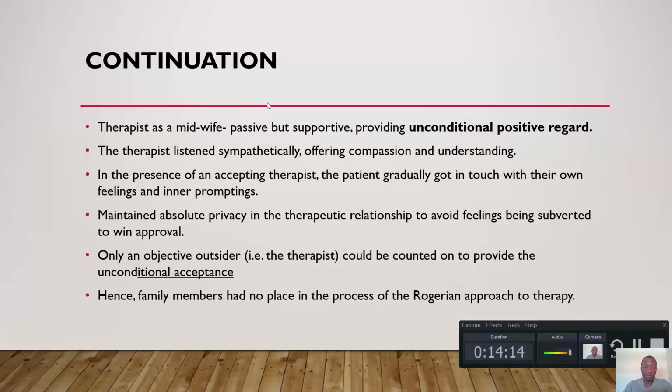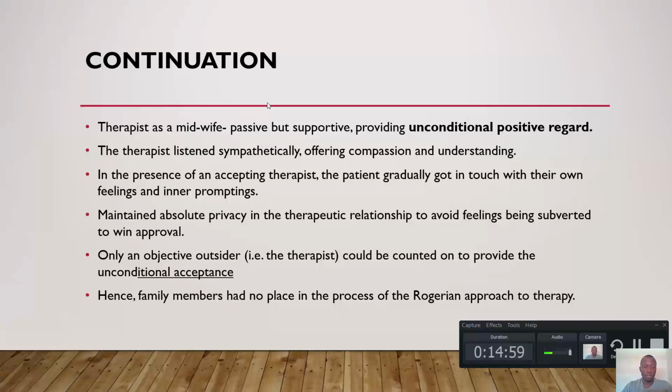So he just maintained absolute privacy in the therapeutic relationship, kept families out, and kept the people that were in relationship with his clients out. If he got a wife, he wouldn't want the husband in, because he wanted to avoid feelings being subverted to win approval of the other person. So that's why there was no couple therapy then, no family therapy then, because he wanted people to experience their inner promptings of feelings by themselves without feeling like they have to approve of the other person. And part of that is true, because I think it still happens every day, even now.